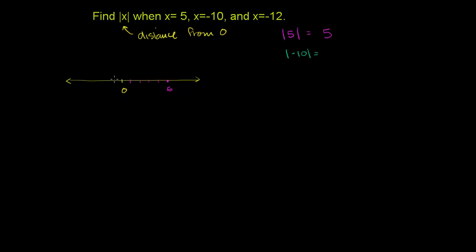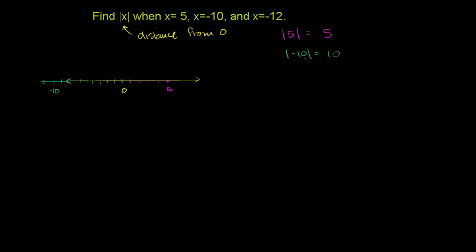And so let's just go negative 1, negative 2, negative 3, negative 4, negative 5, negative 6, negative 7, negative 8, negative 9, negative 10. I should extend the number line more. So this right here is negative 10. How far is it away from 0? Well, it's 10 to the left of 0. So you put a 10 here.